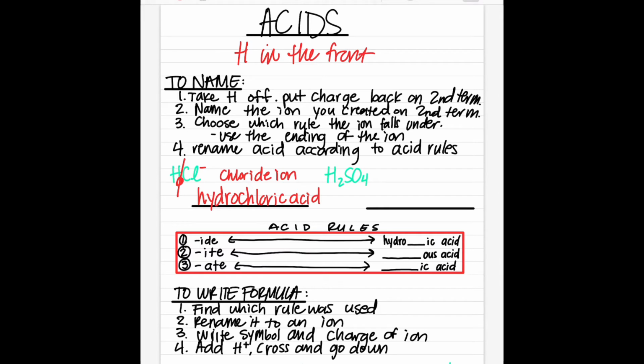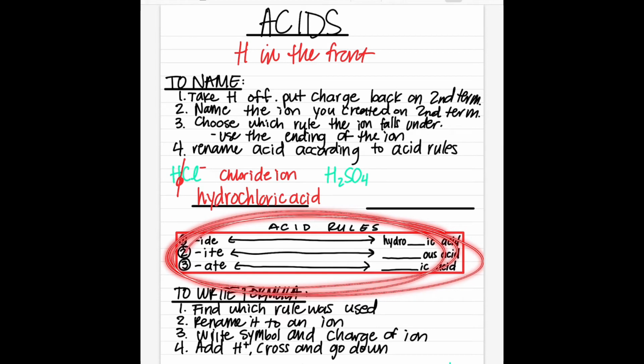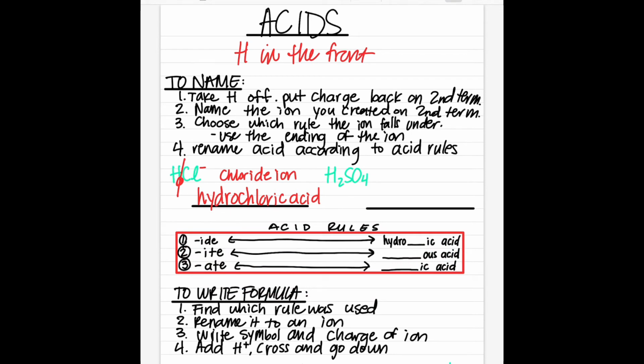Now, just a side note, these 3 rules are the main rules that you need for acids. If you have not written these down on your periodic table, do it now. Next one: take the H off and put the charge back at the top. That becomes minus 2. SO4 minus 2 is called sulfate ion. Sulfate has an ATE ending, which is rule 3, so I rename it sulfuric acid.